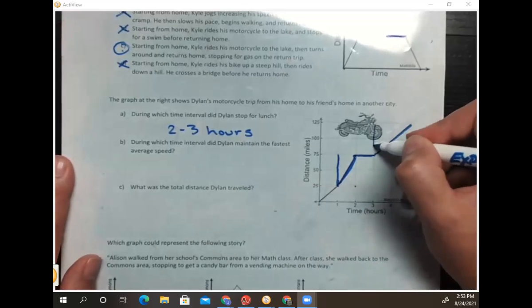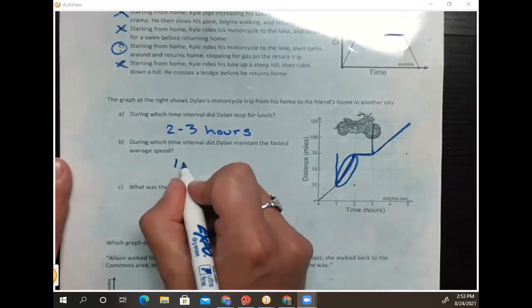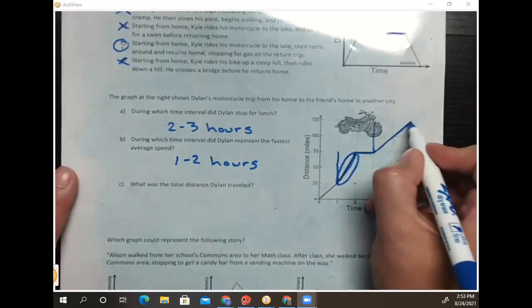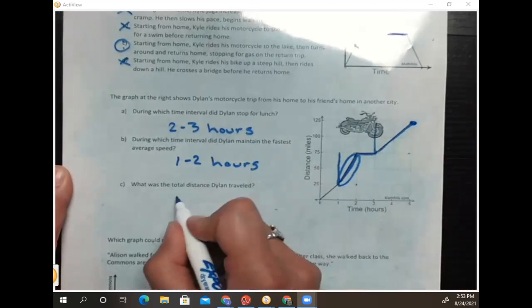So from hour 1 to hour 2, I cover 50 miles, right? I'm at 25 miles and then I end at 75 miles. From 3 to 5, I cover also 50 miles, but it takes me 2 hours to do it there. So this section here would be our steepest portion. So that's where we're going the fastest, between hour 1 and hour 2. And then what's the total distance that he traveled? How far did he have to drive to his friend's house? Yeah, 125 miles. The end of our graph is 125 miles.